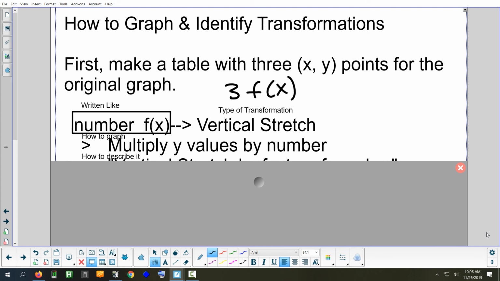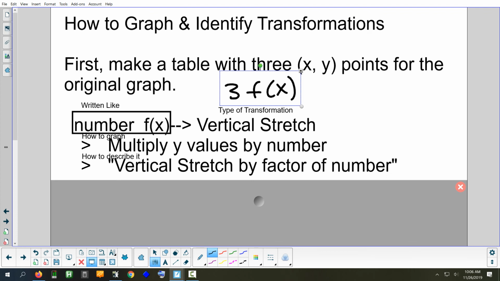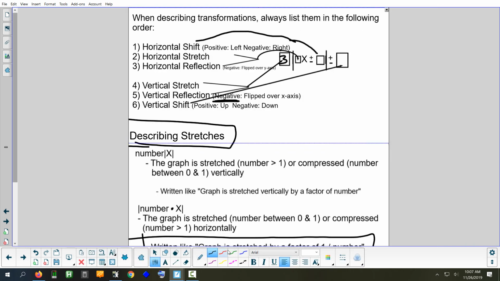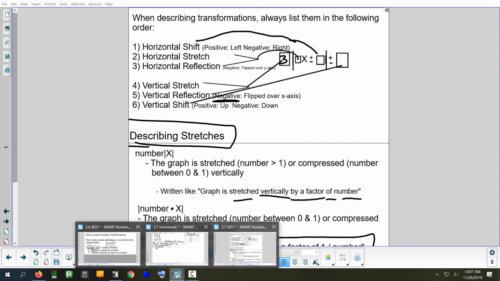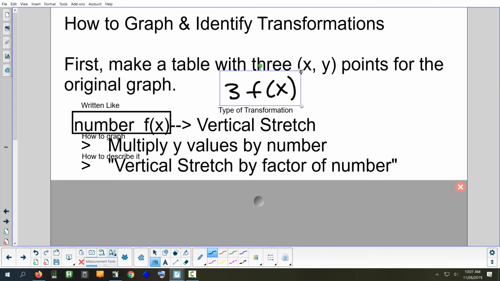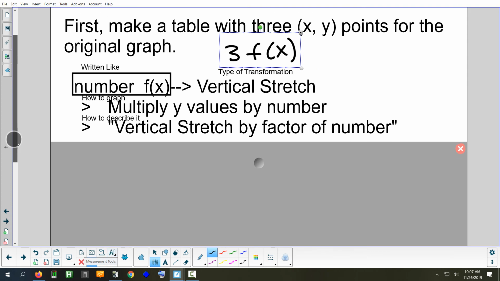A vertical stretch, how to graph, that's multiplication. Okay, multiplication. How do you know it's multiplication? Because it's a number right next to something. There's no plus sign, there's no minus sign. That's multiplication. And how you would describe it, you guys have that in your notes yesterday too. Vertical stretch by a factor of, and then you say the number. In your notes, you had that right here. Vertical stretch by a factor of number. Okay, so a lot of this is really the same stuff as yesterday.